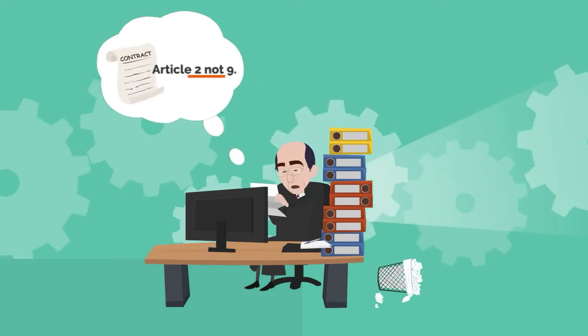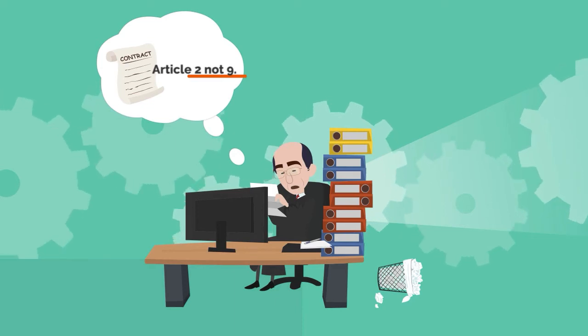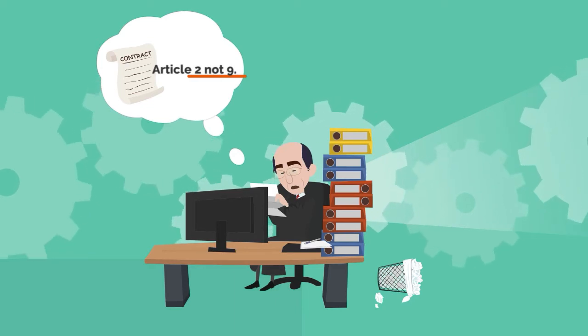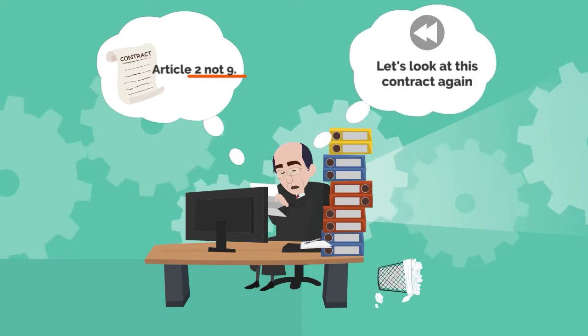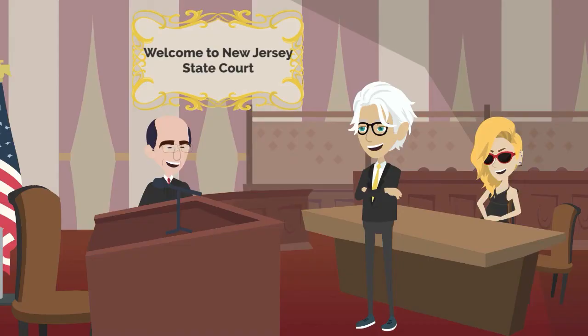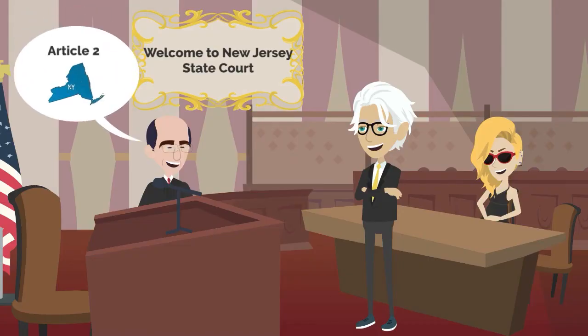And because, in fact, the judge was asked to focus on Article 2, not Article 9, the judge is likely to grant this motion for reconsideration because he did make a mistake. He overlooked that the relevant portion of the contract was Article 2. And after granting the motion, he's likely to review Article 2 to determine whether this case belongs in New Jersey.